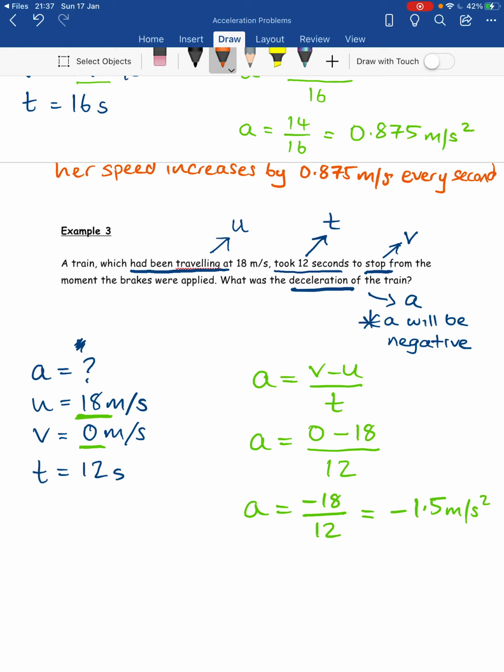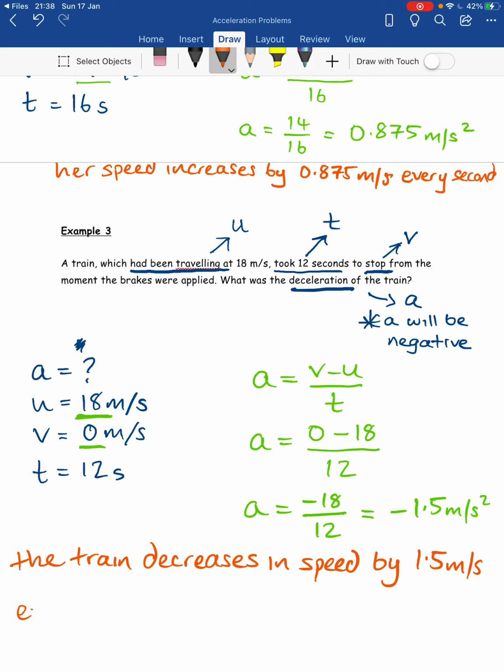What that means is the train decreases in speed by 1.5 meters per second every second. So when we've got deceleration, we've got a decrease in speed by a certain number of meters per second every second.